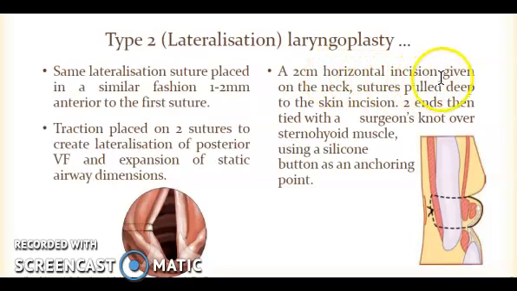A 2 cm horizontal incision given on the neck. Sutures pulled deep to the skin incision. Two ends then tied with a surgeon's knot over the sternohyoid muscle using a silicone button as an anchoring point. This is placed outside the neck. It's going to come and it's been stitched over there. The silicone button is used as an anchoring point over there.